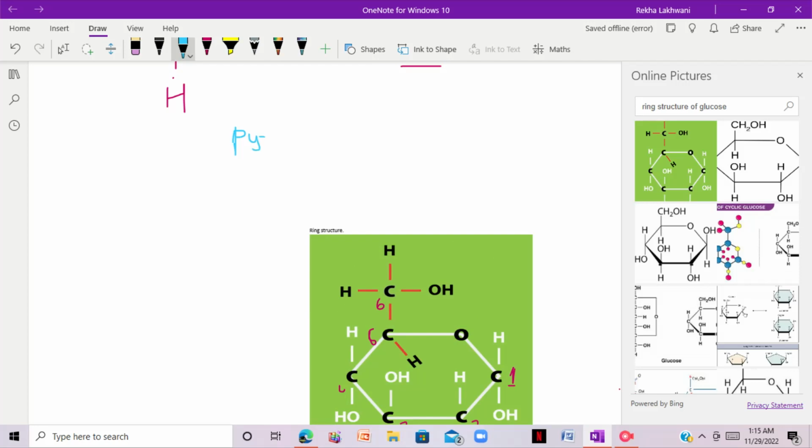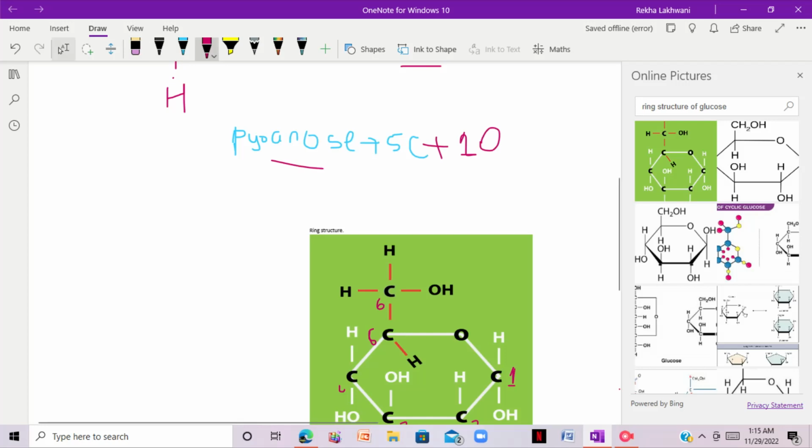And then there is another ring known as furanose, which contains 4 carbons plus 1 oxygen. That is known as furanose, right?